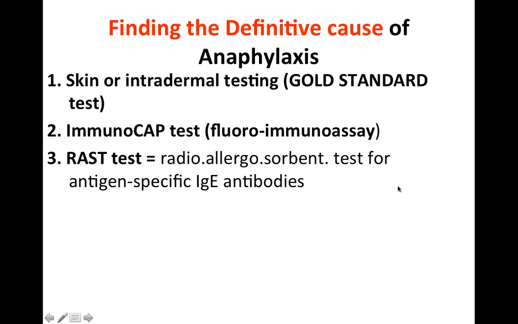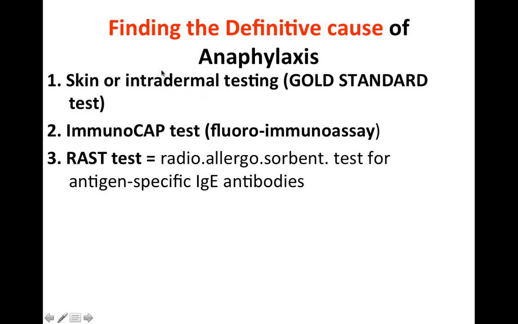So how do you find the definitive cause of anaphylaxis? You want to do skin or intradermal testing. This is the gold standard test. You also have ImmunoCap Test, which is a fluoroimmunoassay, and RAST test, which stands for radioallergosorbent test, for IgE antibodies. This one is superseded by ImmunoCap Test, which is relatively new. But this one is still gold standard.